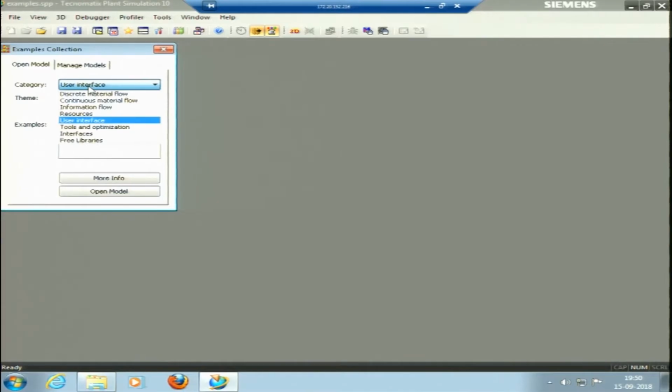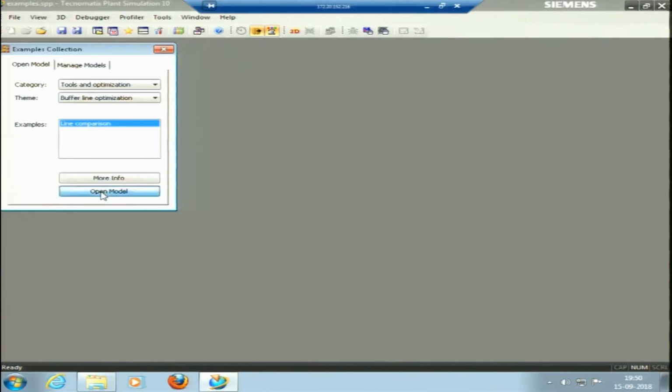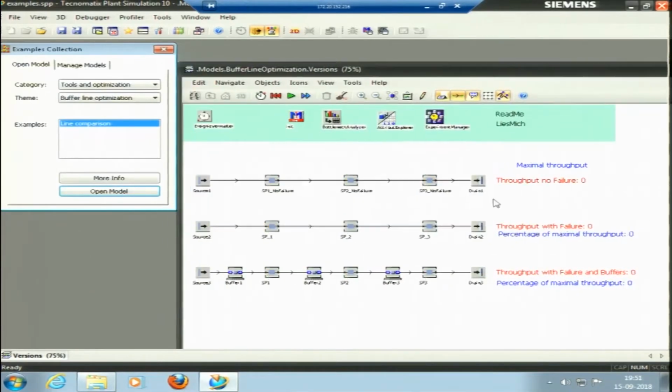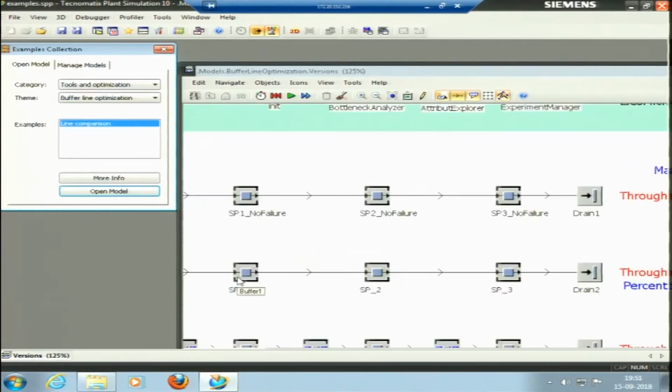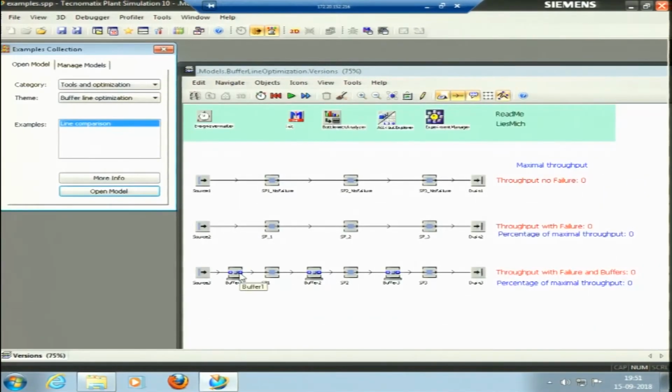Okay. Then tools and optimization. The important one is the experiment manager. I'll just pick the buffer line optimization. Okay, this is the line comparison, open model. So in this model we have 3 lines. In this line there is throughput with no failure, throughput with failure, and buffers. So there are buffers kept in between. If I enlarge it, this is a buffer, this is another buffer. So you have kept buffers in between.